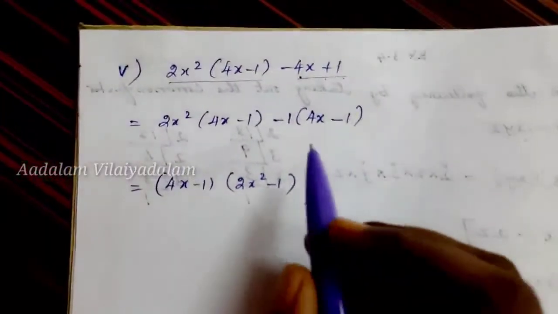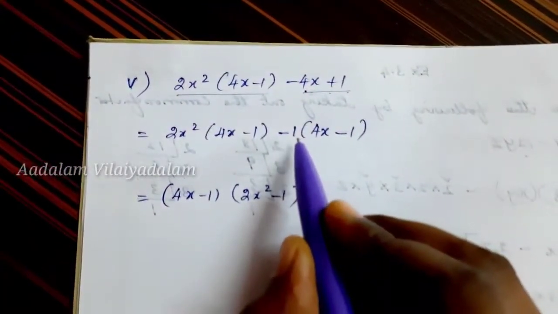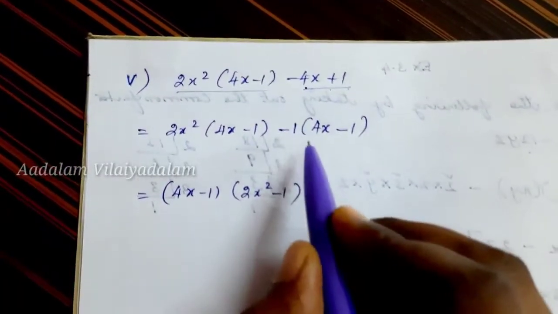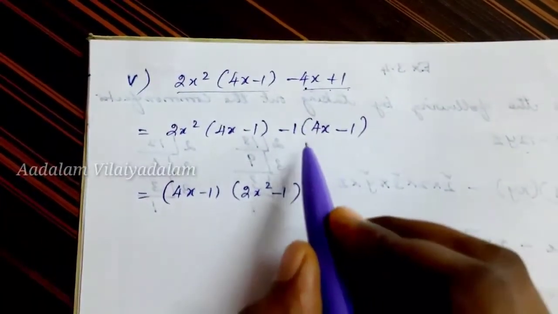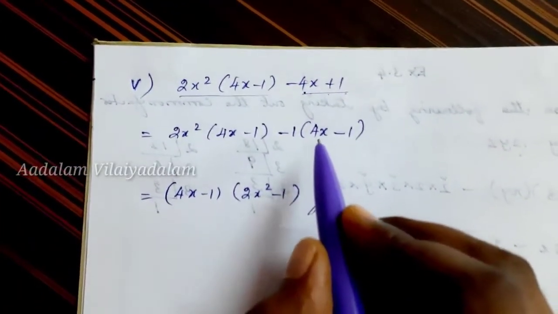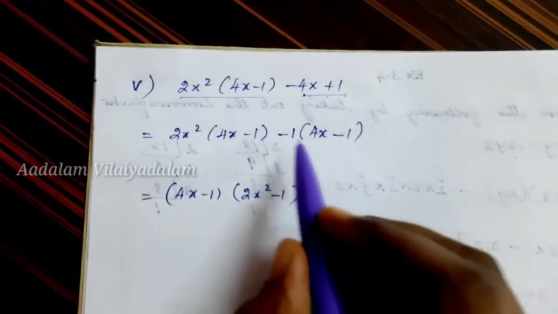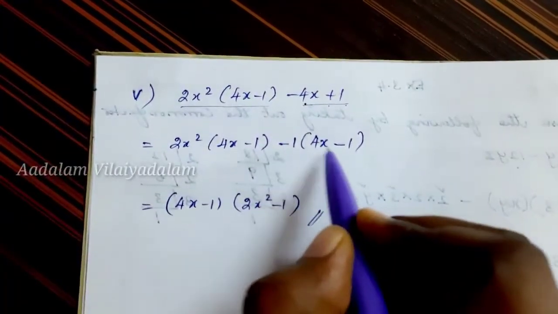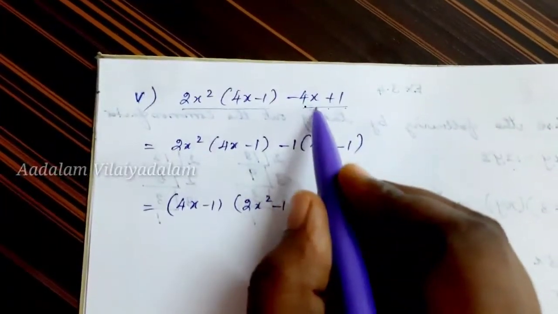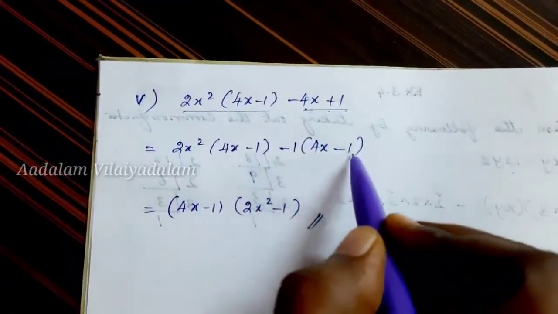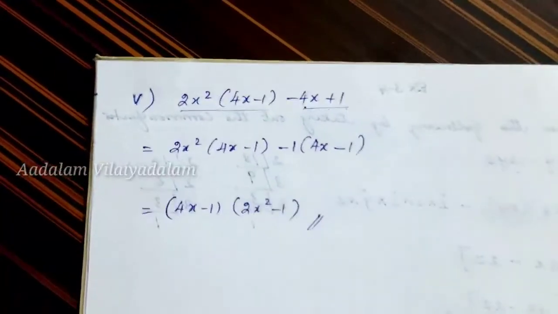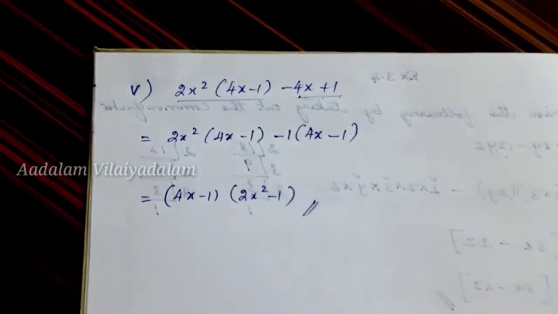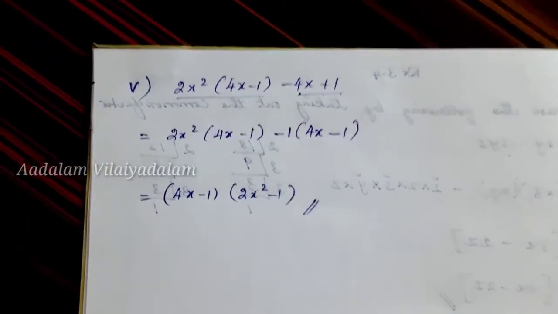Here you can also check it out. If we take the −1 as a common number, because each number multiplied with 1 gives the same number, you just check the previous one: −1 into 4x we get −4x, and −1 into −1 we get +1. So therefore the answer is clear and correct.